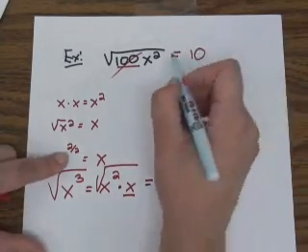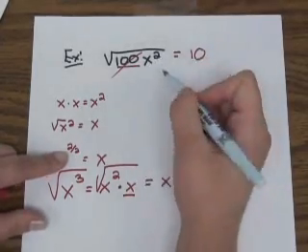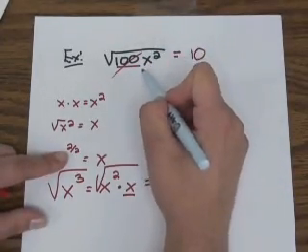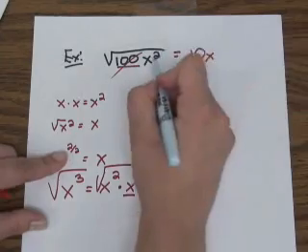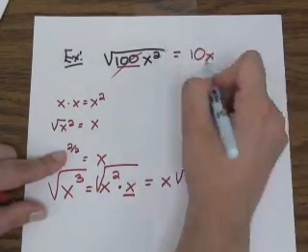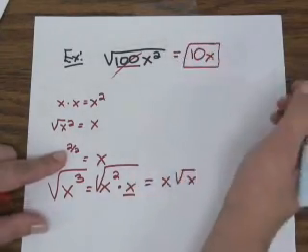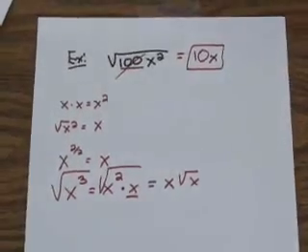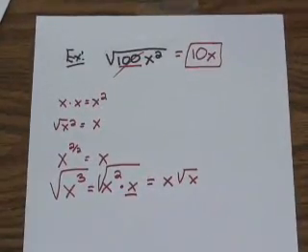Next, we look at the x squared. The square root of x squared is simply x, because 2 divided by 2 gives me 1, which leaves me with just x. So this would be my final answer for this problem. But let's look at a few more similar problems.